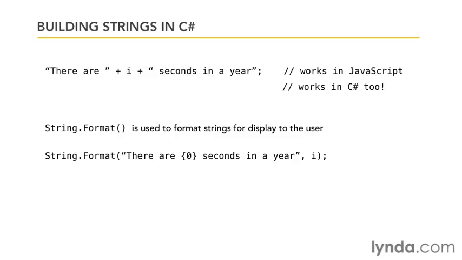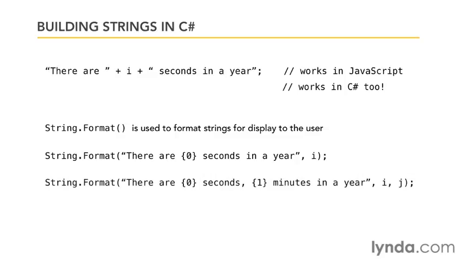So in this example, it says string.format. There are something seconds in a year, and that little I is going to be substituted where the 0 is in those curly braces. And in fact, it substitutes the entire thing. The curly braces and the 0 don't appear in the finished string. It gets substituted with the value of the data. If you had more than one, you'd simply use more than one curly brace, and you'd increment the number for each one of the variables. So in this case, if I had 2 arguments that I wanted to format into the string, I would simply supply those as arguments and use 2 sets of curly braces in the string.format argument.